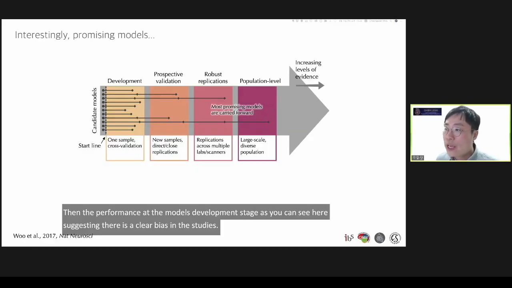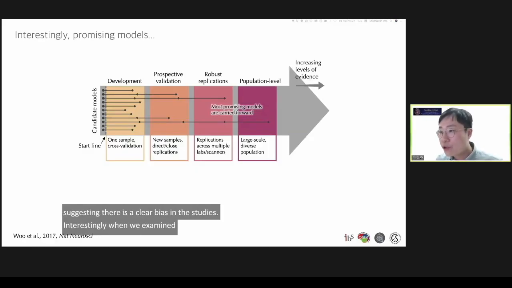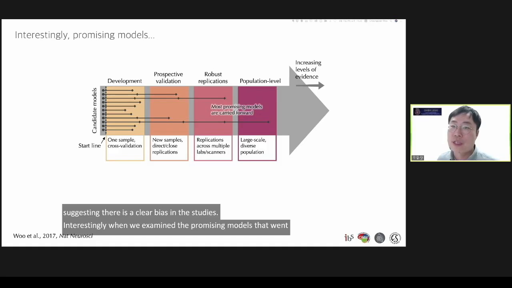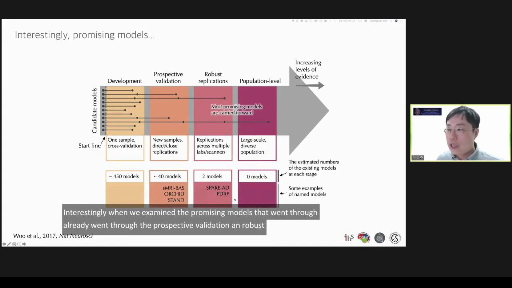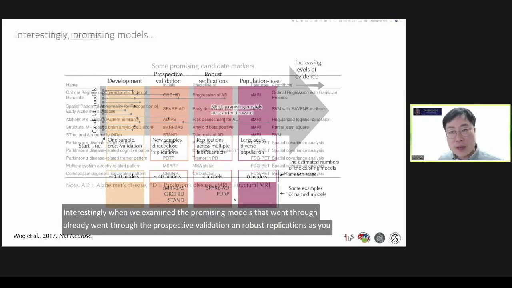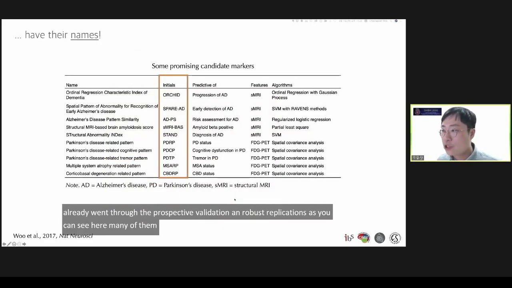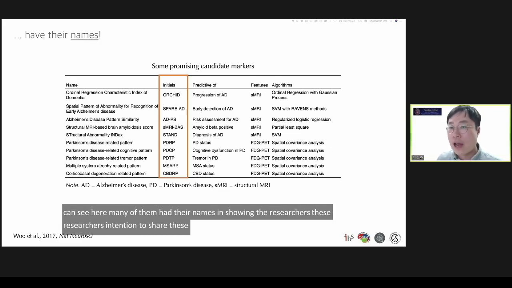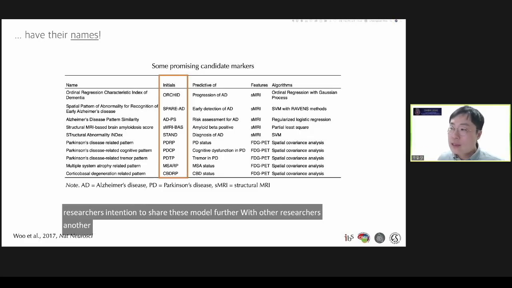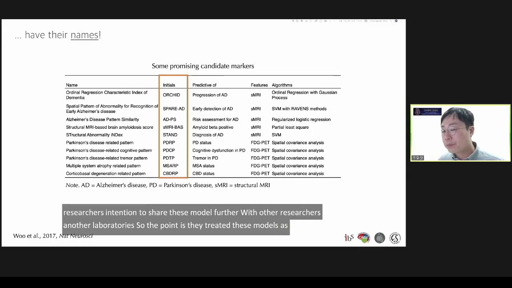Interestingly, when we examine the promising models that already went through prospective validation and robust replications, as you can see here, many of them had names, showing these researchers' intention to share the model further with other researchers and other laboratories. So the point is they treated these models as research objects, okay?